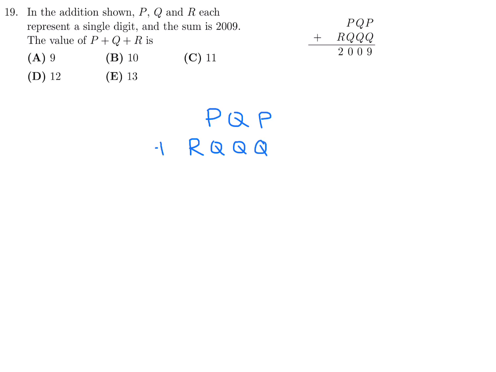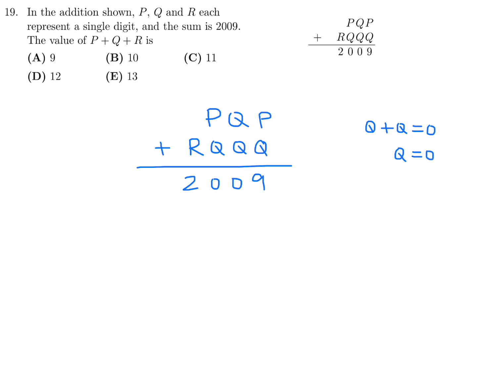So the first thing I notice is that P plus Q has to equal 9, but there's a lot of different possibilities, right? 1 plus 8, 2 plus 7, so I don't want to go through all those. But this is a little bit more helpful. Q plus Q equals 0, so that could mean that Q is 0, right?